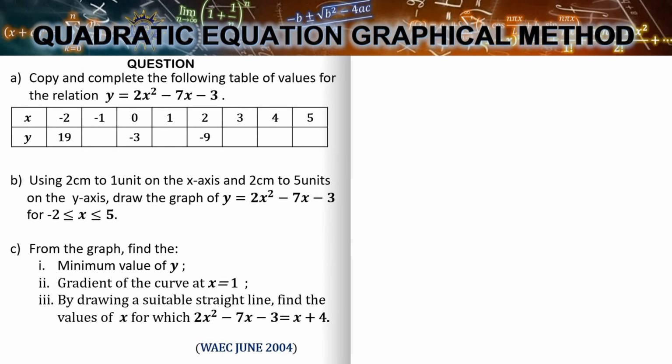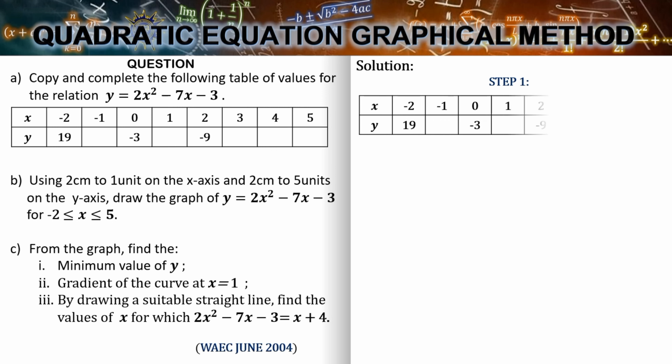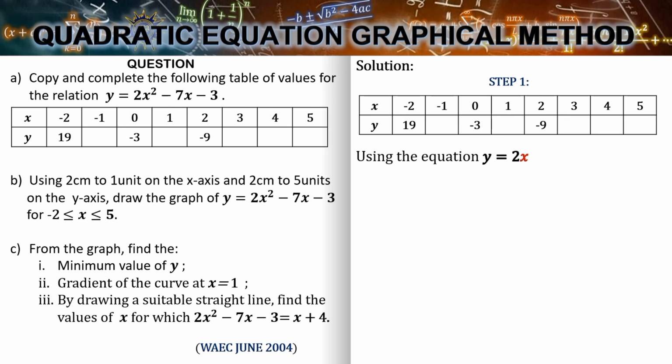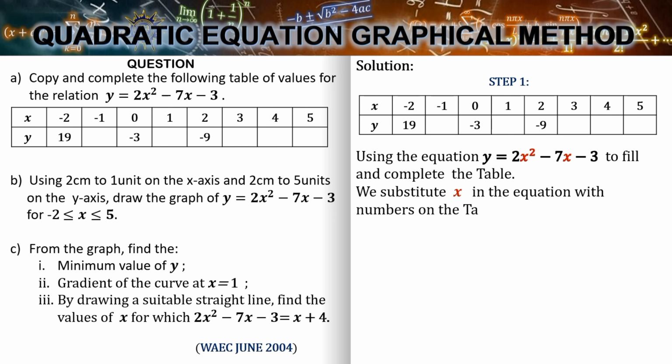Now let's solve a full quadratic question. From the question, we are asked to copy and complete the following table of values for the relation y equal to 2x squared minus 7x minus 3. So let's do that now. Step 1, we'll have our table. So let's start to complete it. Using the equation y equal to 2x squared minus 7x minus 3 to fill and complete the table, we substitute x in the equation with numbers on the table in order to get the corresponding values of y.